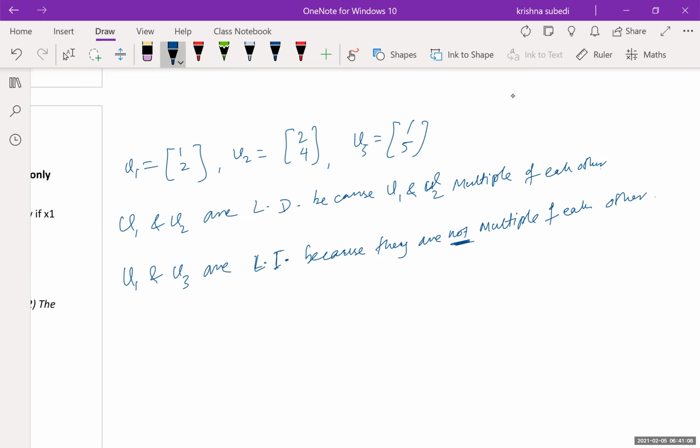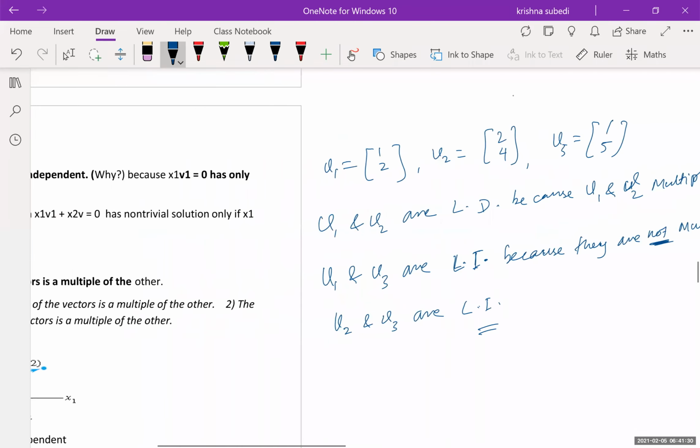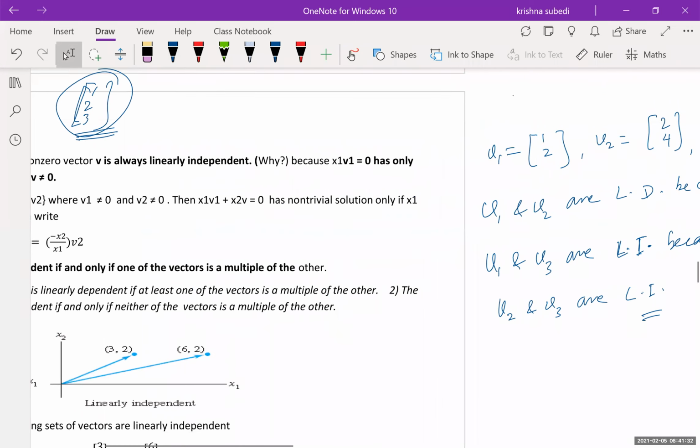Now, let me ask you one question. V2 and V3, are they linearly dependent or independent? Clearly, V2 and V3 are not multiples of each other, so they are linearly independent as well. So just keep that in mind. You don't have to do all that process.